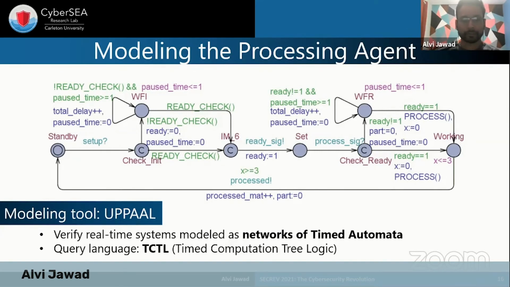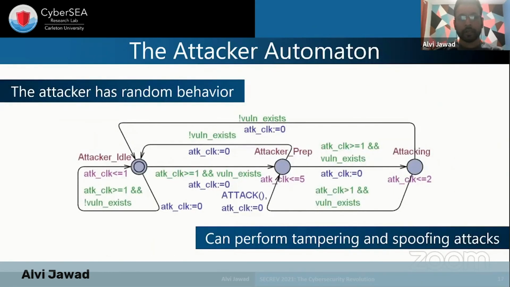Then the idea is to identify the system invariants that the system needs to satisfy for proper operation, which is not shown here, but we use a query language called TCTL, also known as timed computation tree logic, for that. Next, we have our attacker modeling. Again, this is modeled using timed automata. In UPPAAL, the attacker, without going too much into the details, has random behavior, so it can avoid detection while it is performing its attacks. And the attacker is able to perform tampering and spoofing attacks on the manufacturing cell system.